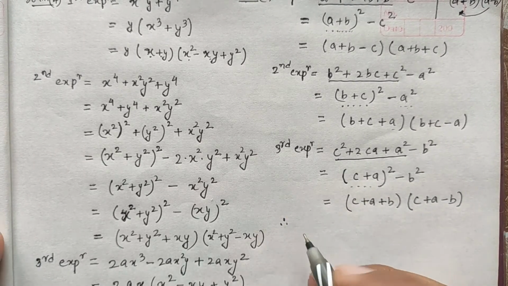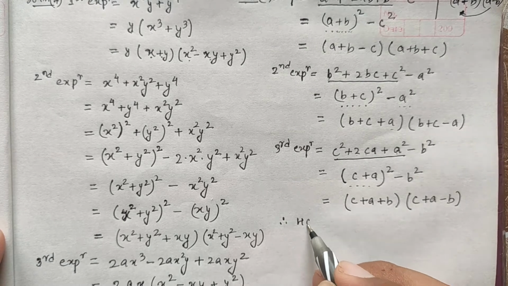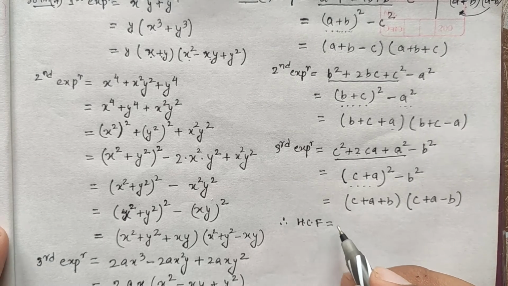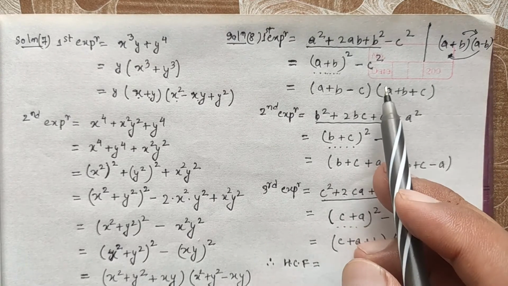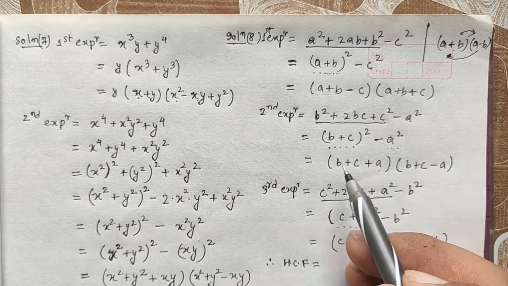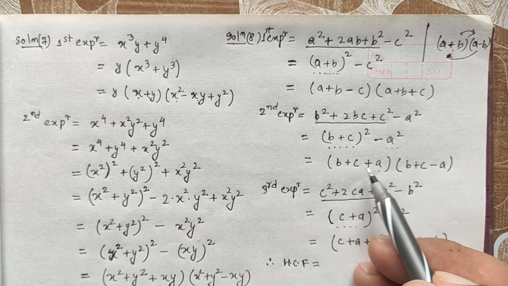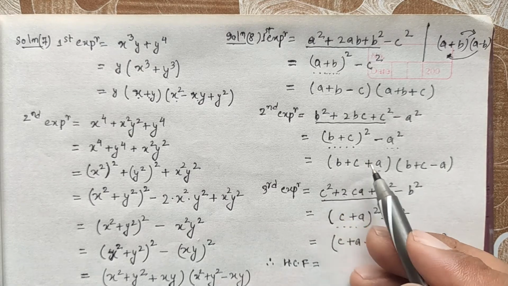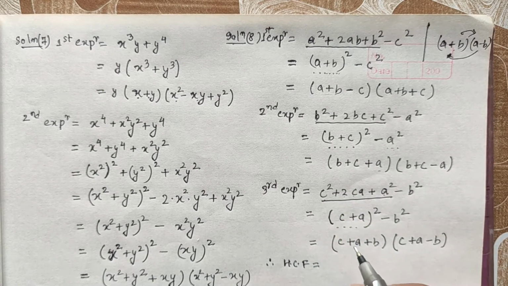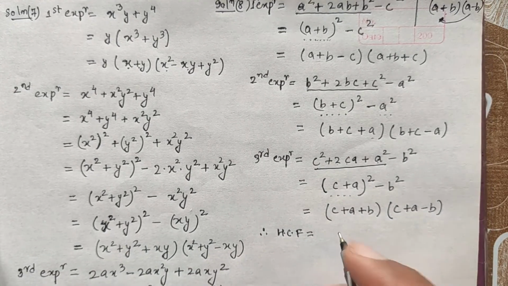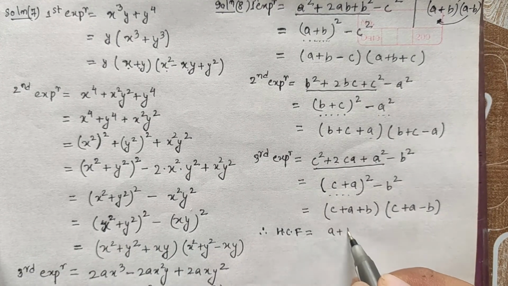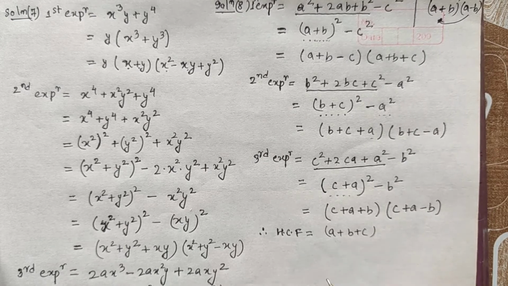Now all three expressions are in factorized form, so you can write the HCF and LCM. First write the HCF. What's common here? Yes, a plus b plus c. Here is also a plus b plus c. All the signs are the same, just the terms have interchanged their places. Here also a plus b plus c. So what's the HCF? A plus b plus c. We can write the HCF like this.